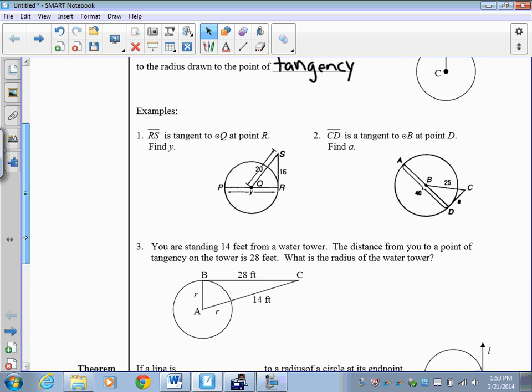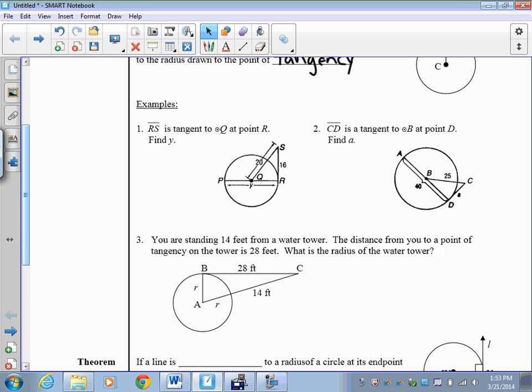So since we're talking about right angles, we can form right triangles. That was one of our previous units. It was 2 units ago. And it says RS is tangent to circle Q. Remember, we name a circle by its center, which is Q, at point R, and we're asked to find Y. Well, right here, this is a right triangle. So we have a squared plus b squared equals c squared.